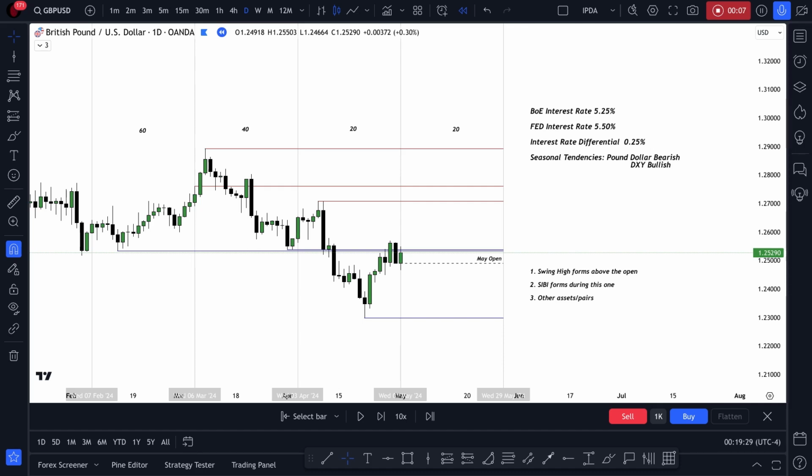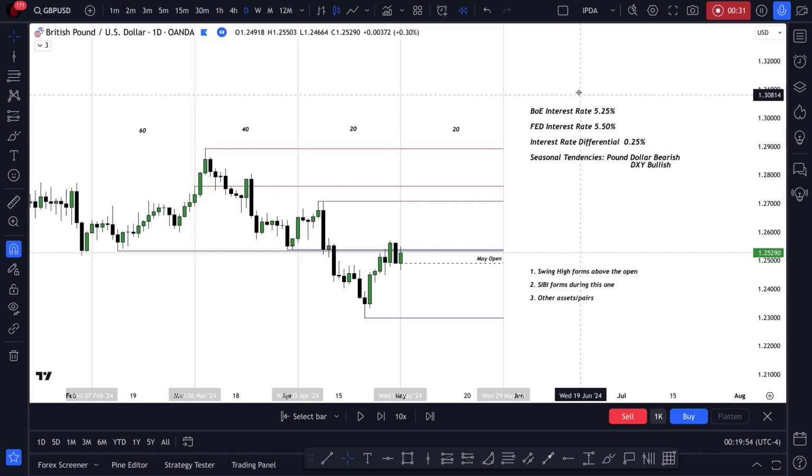Welcome to May. The pair that we're going to be tracking for May 2024 is British Pound versus US Dollar, GU. To begin with, some macro information. The Bank of England has an interest rate of 5.25. The Fed has an interest rate of 5.50. So there's an interest rate differential of 0.25. Because there is an interest rate differential, this pair is most likely going to move.